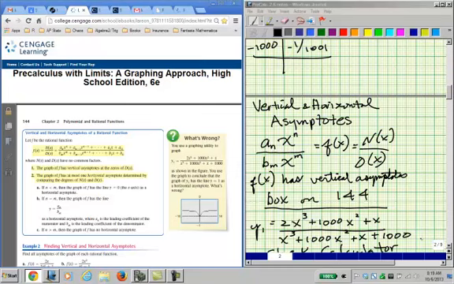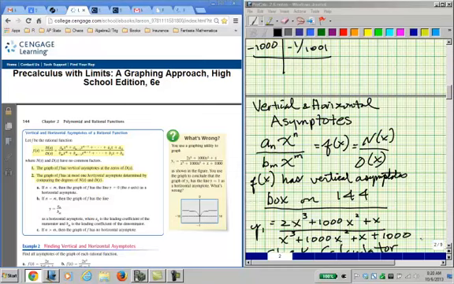B, if the exponents of the leading terms are equal, then you will have a horizontal asymptote that is the ratio of the coefficients of the numerator and denominator. So a sub n over b sub m, always. That's if the exponents of the leading terms of the numerator and denominator are equal.